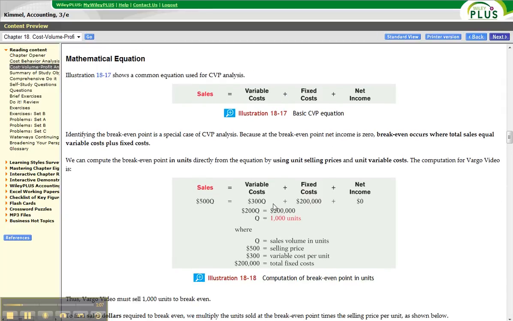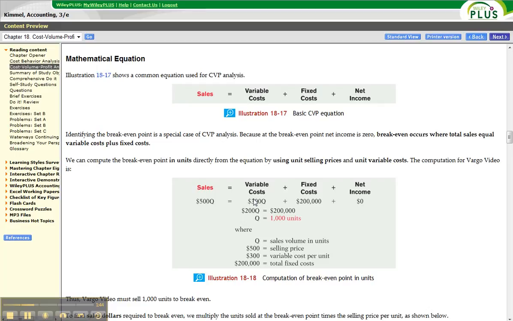So you're given a data set earlier on in this set of slides, and you can remember that the sales price per unit was $500, variable cost was $300 per unit, fixed cost was $200,000. So we can solve this equation by finding Q, where Q is the number of units that we expect to sell. This 500 times Q represents total sales dollars. 300 times Q represents total variable costs. And then fixed costs are just fixed, so there's no amount per unit that's relevant here.